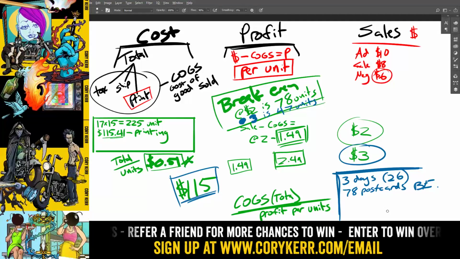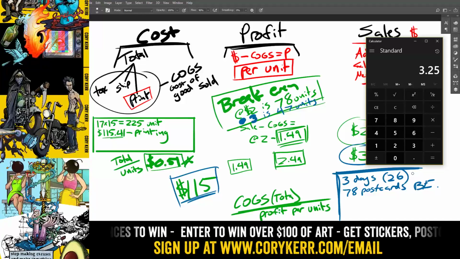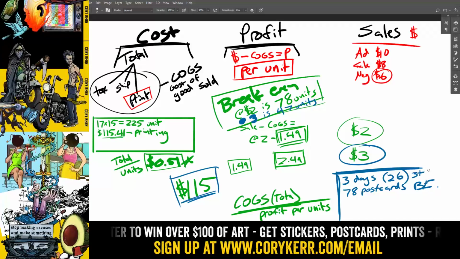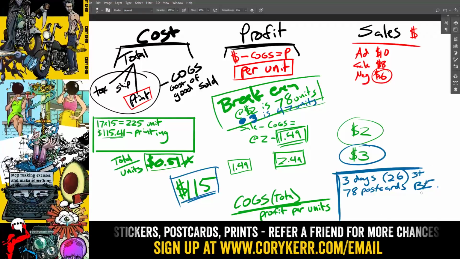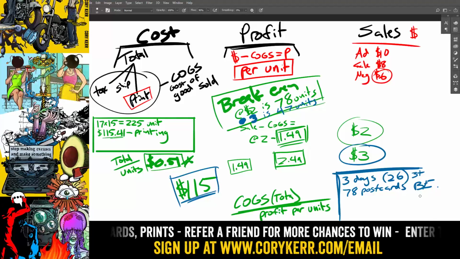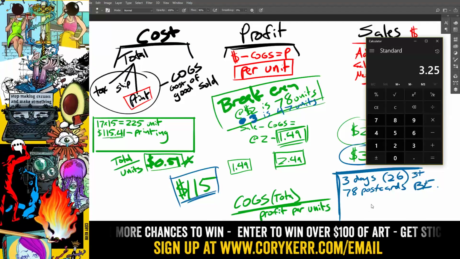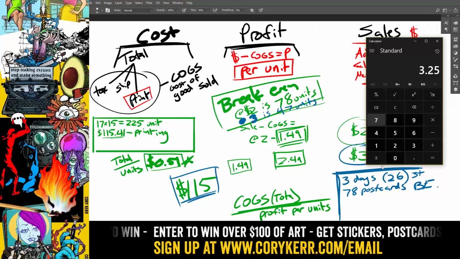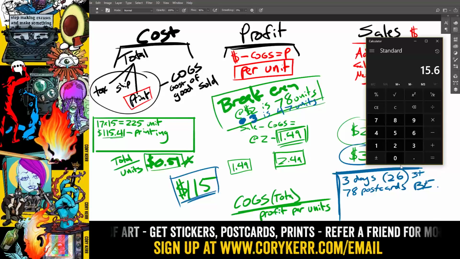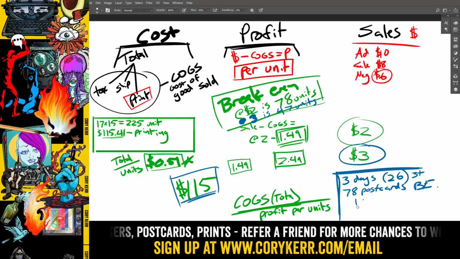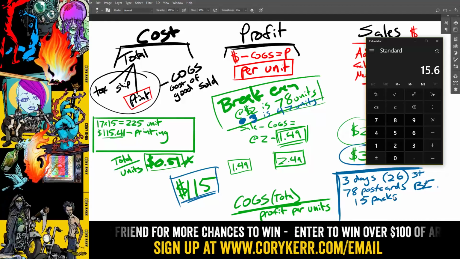I'm there for about 8 hours. So I can further break this down, and I can say I have to sell more than 3 an hour to get to my break-even point. So that doesn't seem that bad, but not every hour I'm going to be selling stuff. The other way that I can look at this is I can say I'm going to sell these in packs of 5, right? And so I'll say 78 divided by 5 equals 15. So that's 15 packs of 5. And that number is way lower and way more reasonable.